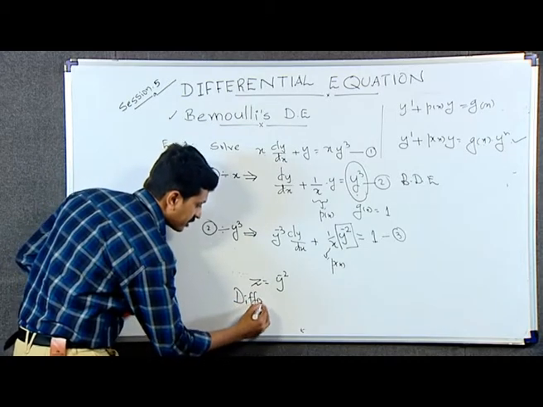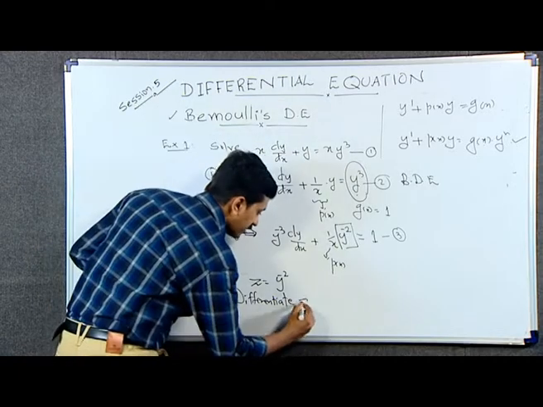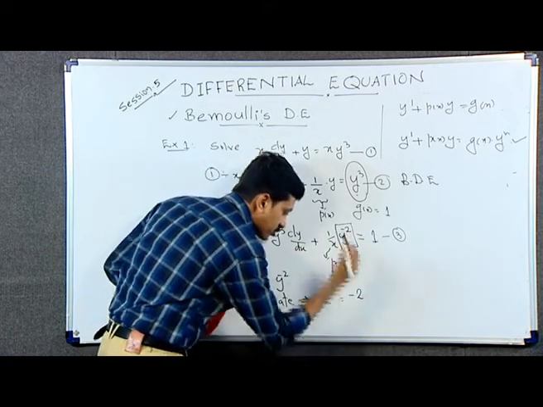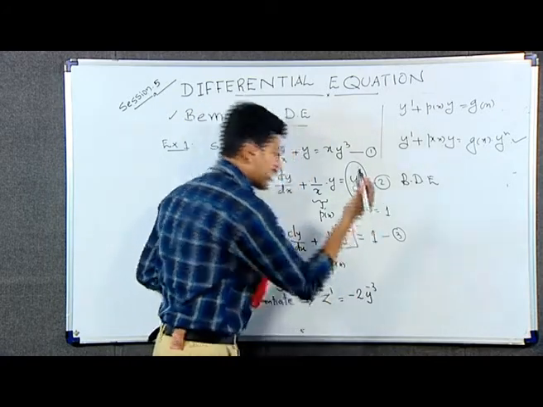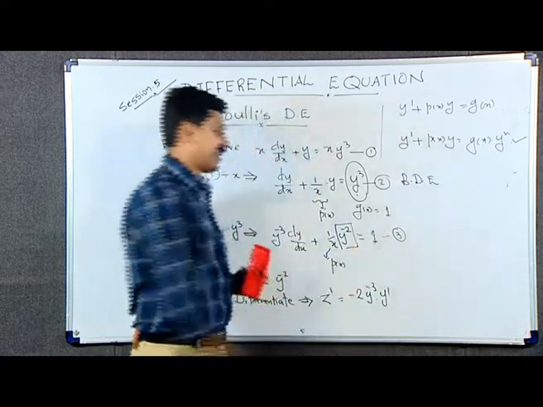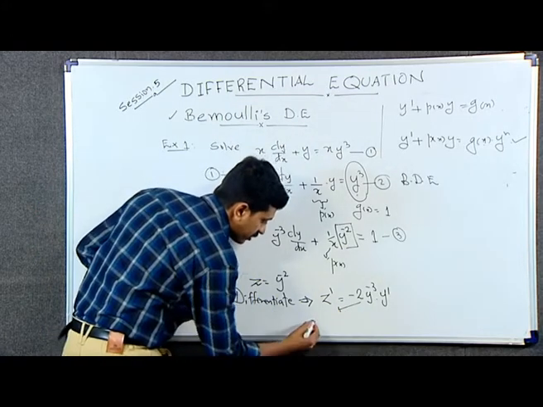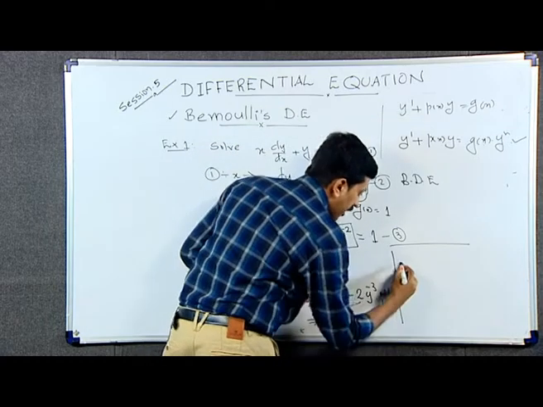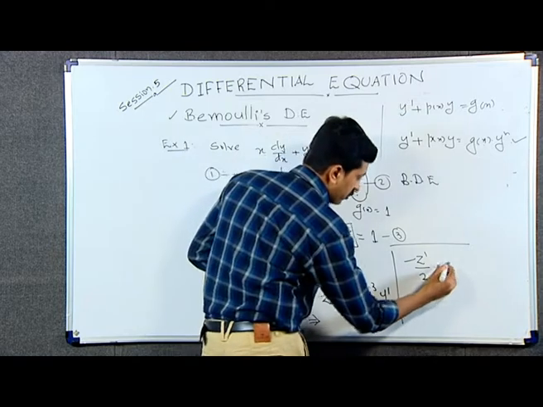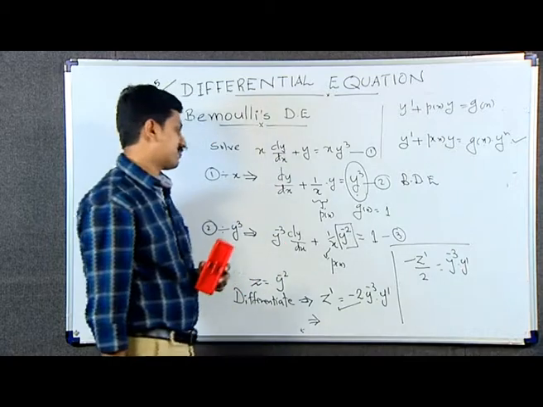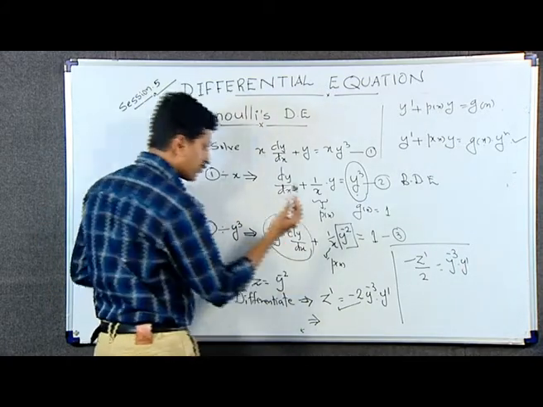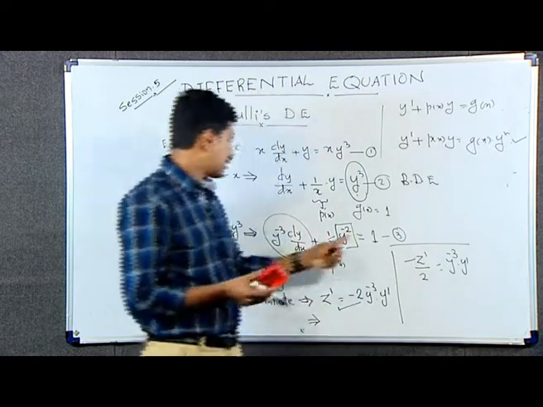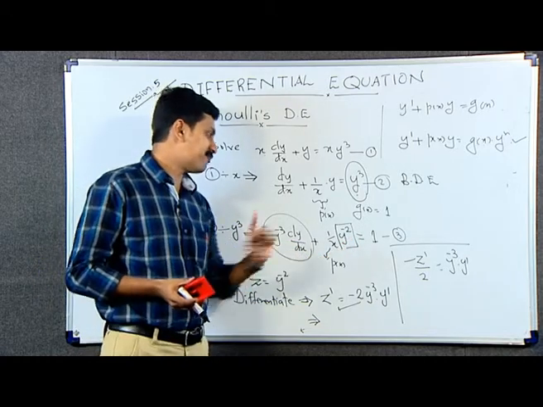Differentiate both sides. What will happen differentiating this one? This implies z dash, the derivative of z, that is dz by dx, is equal to the derivative of y raised to minus 2, that is minus 2 y raised to minus 2 minus 1, that is minus 3, into the derivative of y, that is y dash. Now, take this minus 2 here, therefore, minus z dash divided by 2 is equal to y raised to minus 3 into y dash. See, in equation 3, this y raised to minus 3 into dy by dx we can replace by minus z dash by 2, and we substituted y raised to minus 2 as z, therefore, this can be replaced by z.